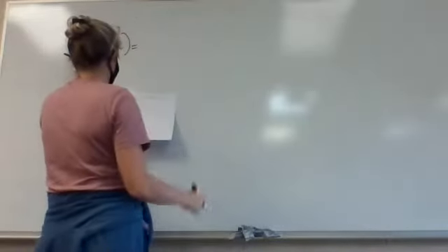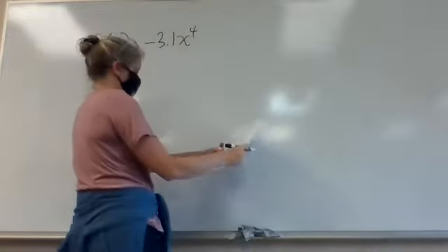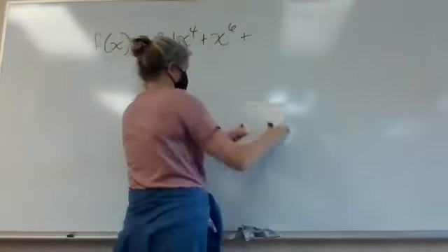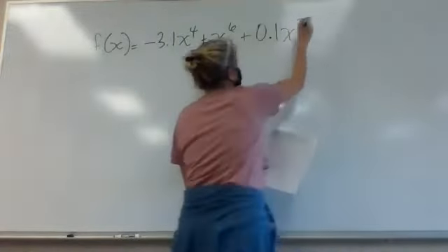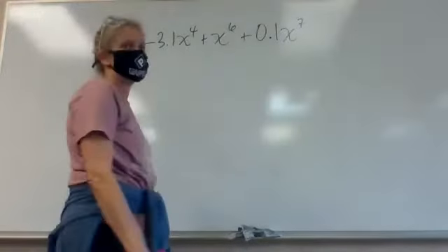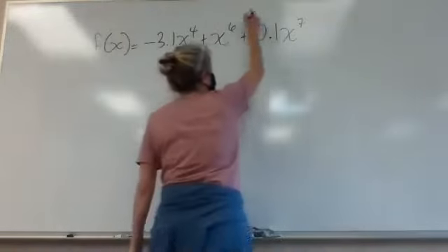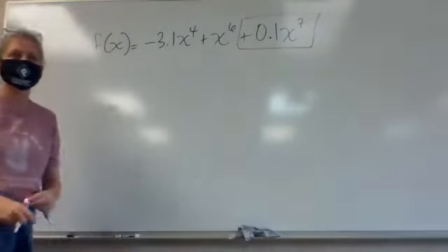F of x equals negative 3.1 x to the fourth plus x to the sixth plus 0.1 x to the seventh. So again, the leading term doesn't mean the front term. A lot of times it is in the front, but the leading term is always the one that has the highest exponent. So this is the term that has the highest exponent this time.